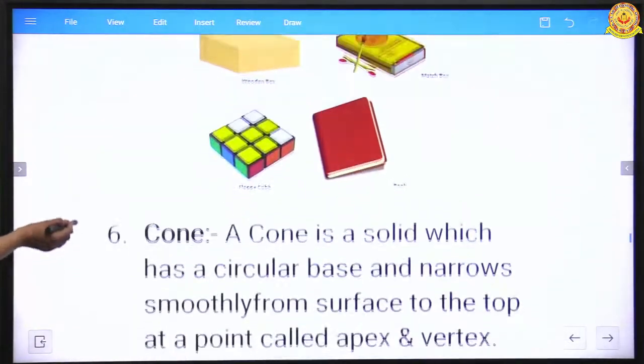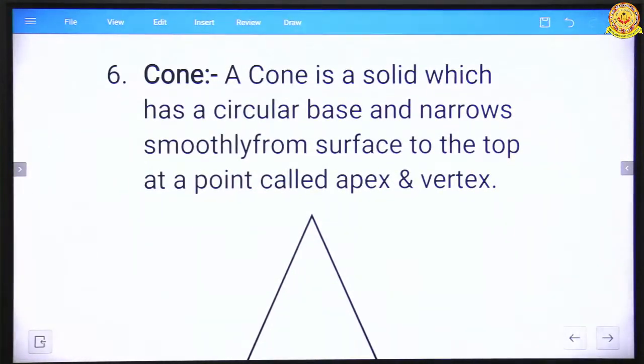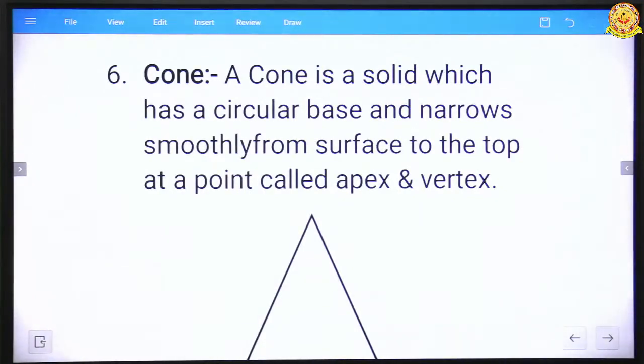Next one is cone. Cone is also a 3-dimensional shape. What is a cone? A cone is a solid shape which has a circular base and narrows smoothly from the base to the top at a point called the apex or vertex.